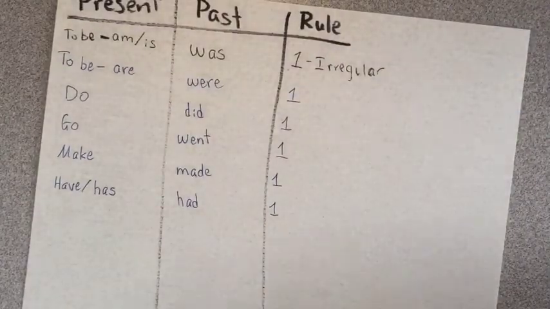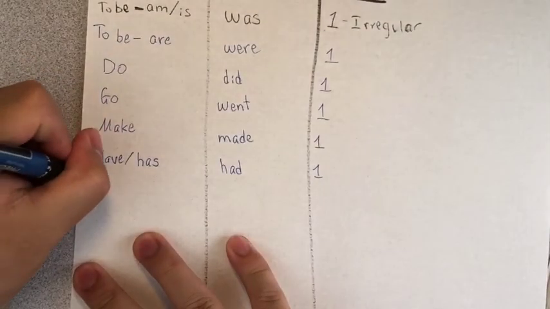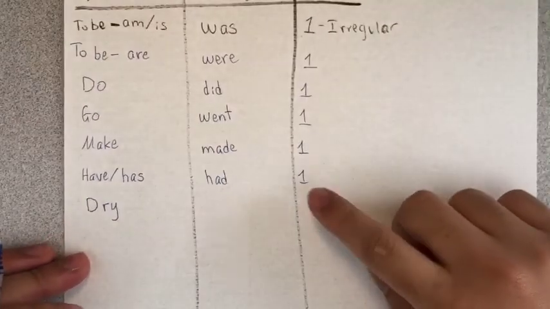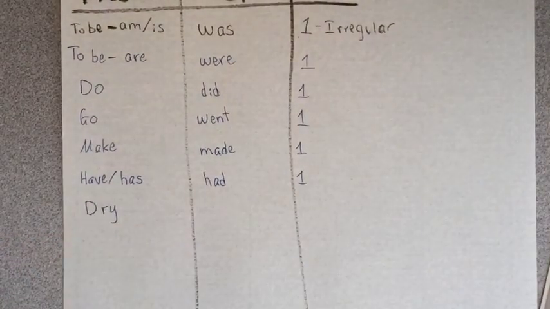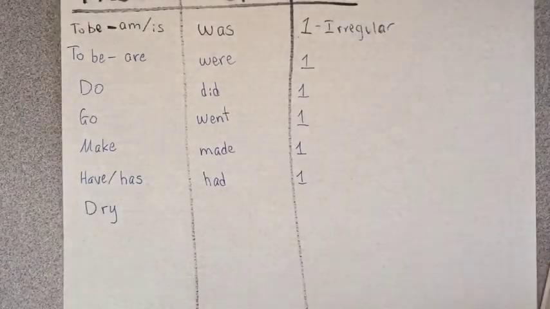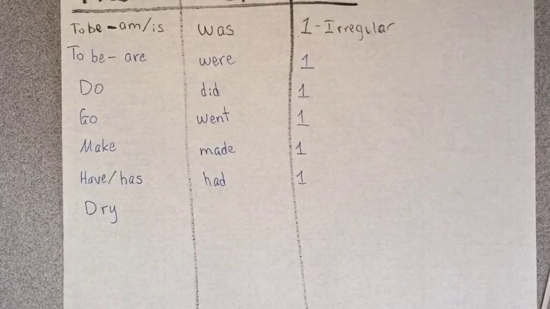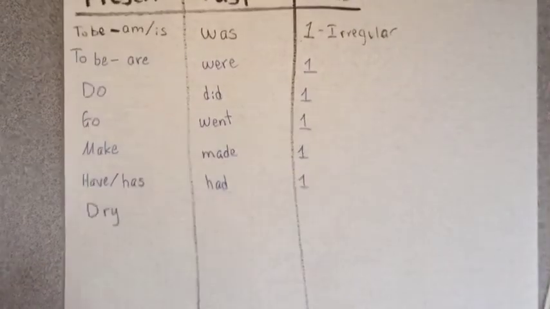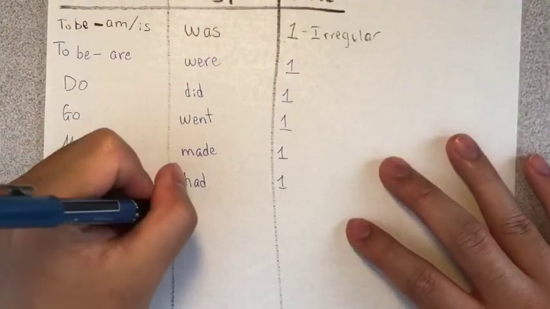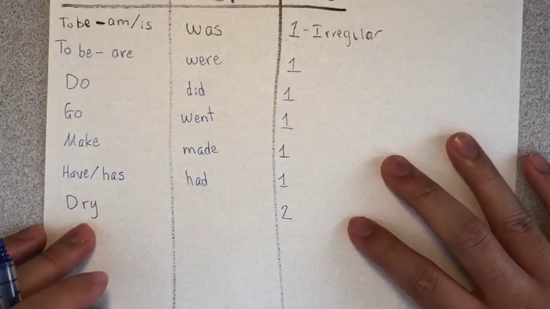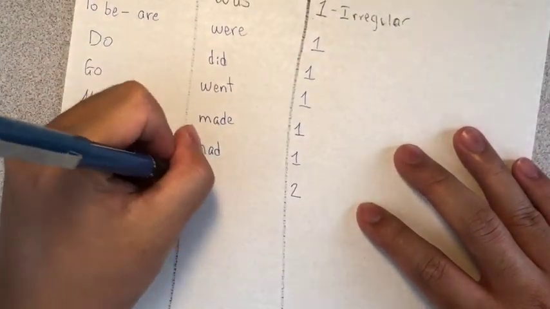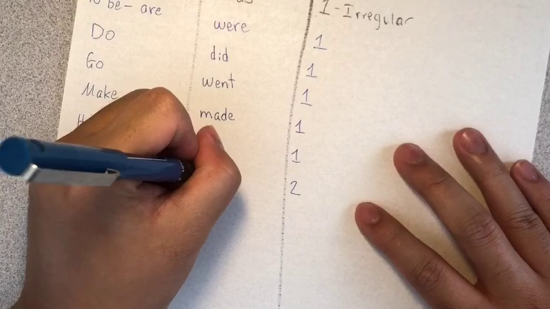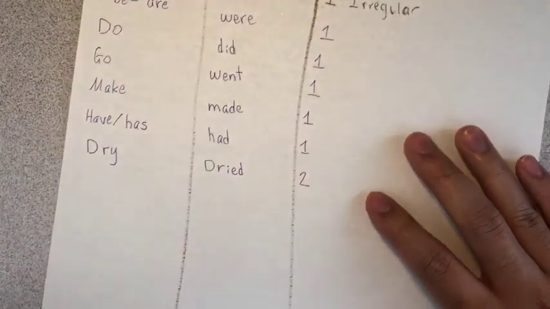Okay, up next, we learned the word dry. What is the rule for the word dry? Well, the word dry is regular, and it ends with the letter Y. So, if it ends with the letter Y, then we change the letter, this is rule 2, because it ends with the letter Y. If it ends with the letter Y, we take out the Y, so we have the letters D and R, and then we write I, E, D, dried.